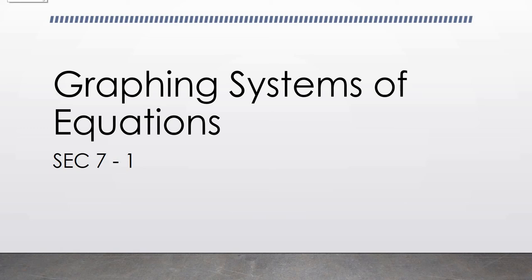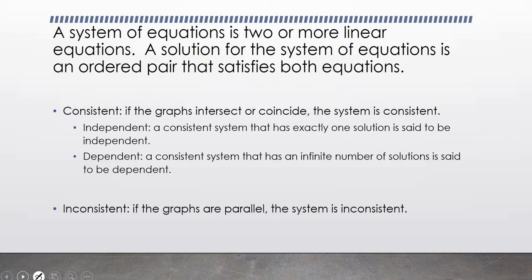Section 7.1 is graphing systems of equations. So got a little bit of writing to do, notation here. A system of equations is two or more linear equations. Those are equations that when we graph them make a line.